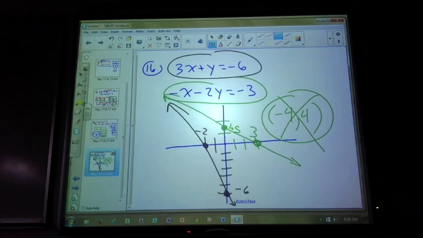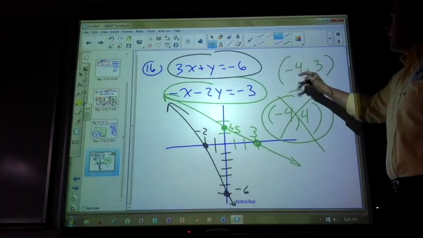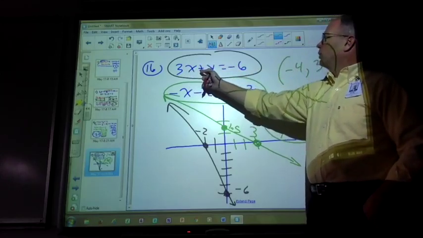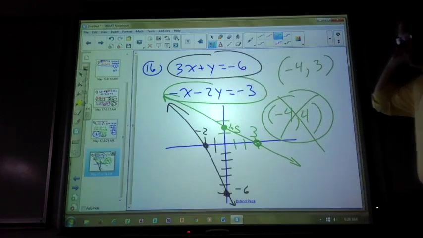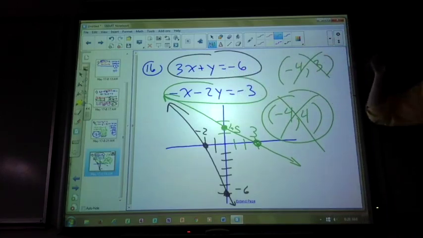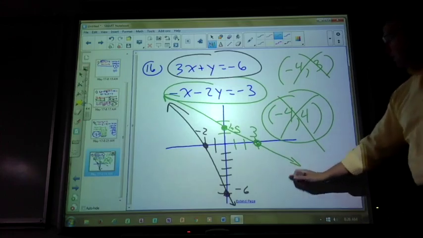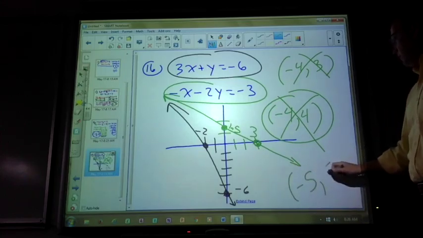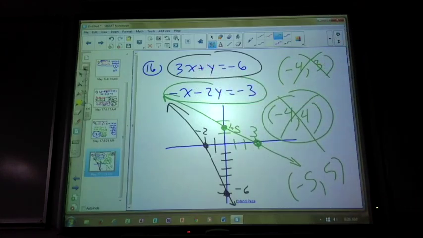You want to get a little closer? Go ahead. -4, 3. Let's plug that in. So I get -12 plus 3. That's -9, so that's off a little bit. You get another answer, Preston? I got -5, 5. Let's plug it in, see if it works. That's -15 plus 5. That's -10. That's not going to work.